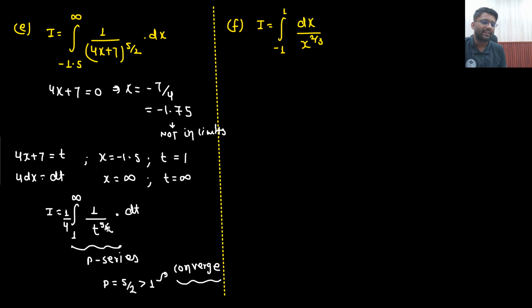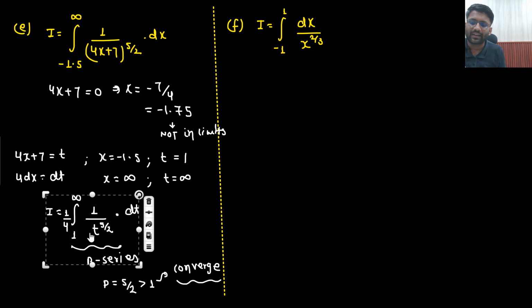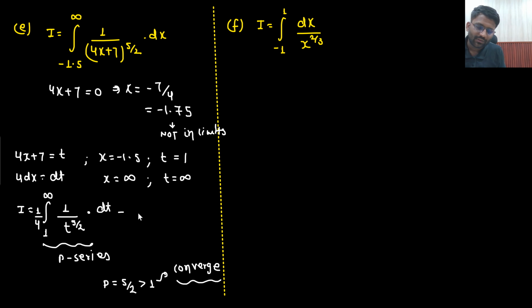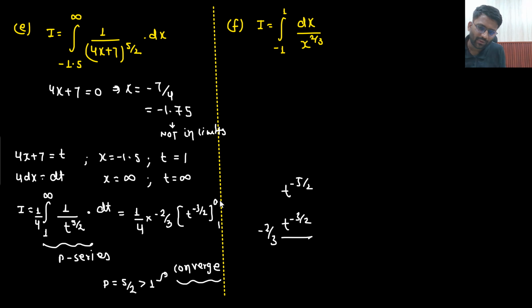If I need to find the final answer, I can find it as well. So 1 by 4, what will be the integration of t to the power minus 5 by 2? If it goes upward, it will become t to the power minus 3 by 2 divided by minus 3 by 2. So it would become minus 2 by 3 outside, and t to the power minus 3 by 2, with the limit going from 1 to infinity.